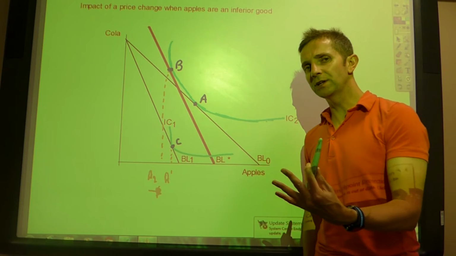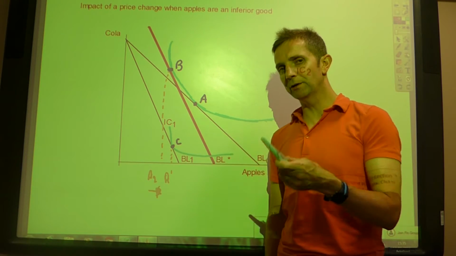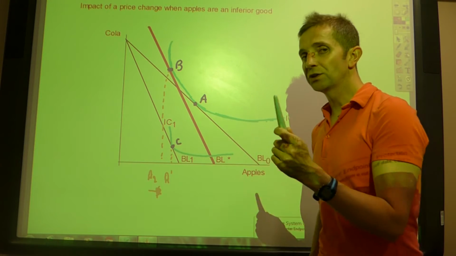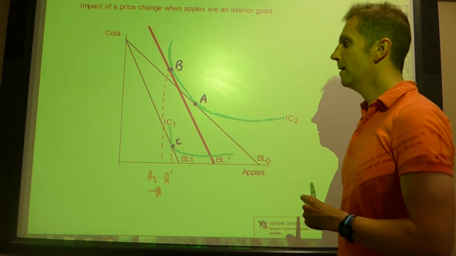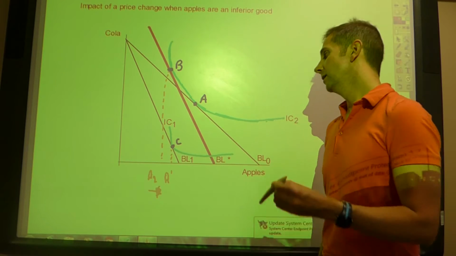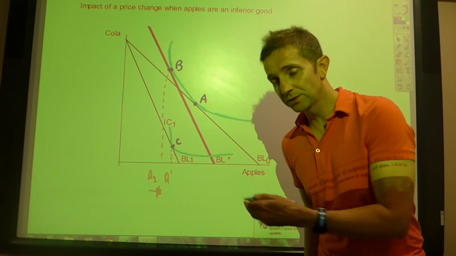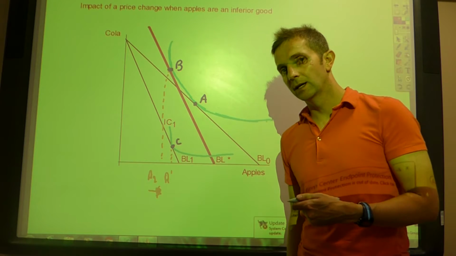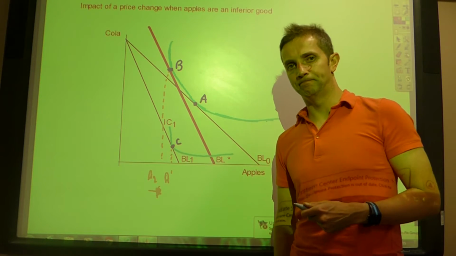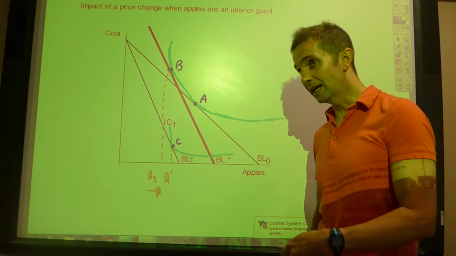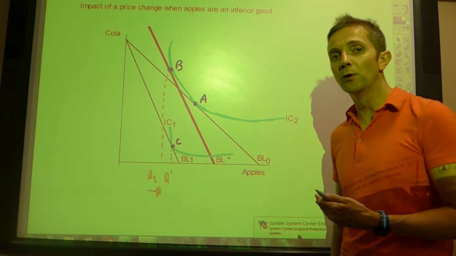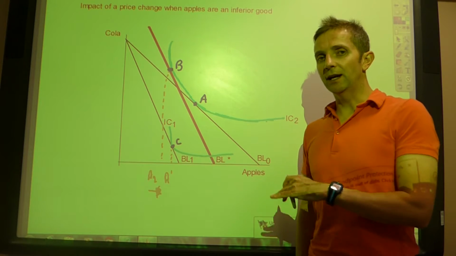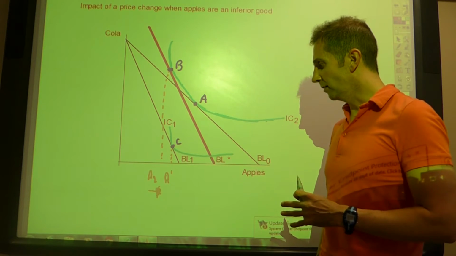So let's remind ourselves, inferior goods. Inferior goods are goods which consumers will buy less of if their income goes up, or if the price rises, as is the case here, they will consume more of them. So rather than consuming less of them, which the normal law of demand would suggest, they would consume more of them. So let's have a little look at this particular diagram.